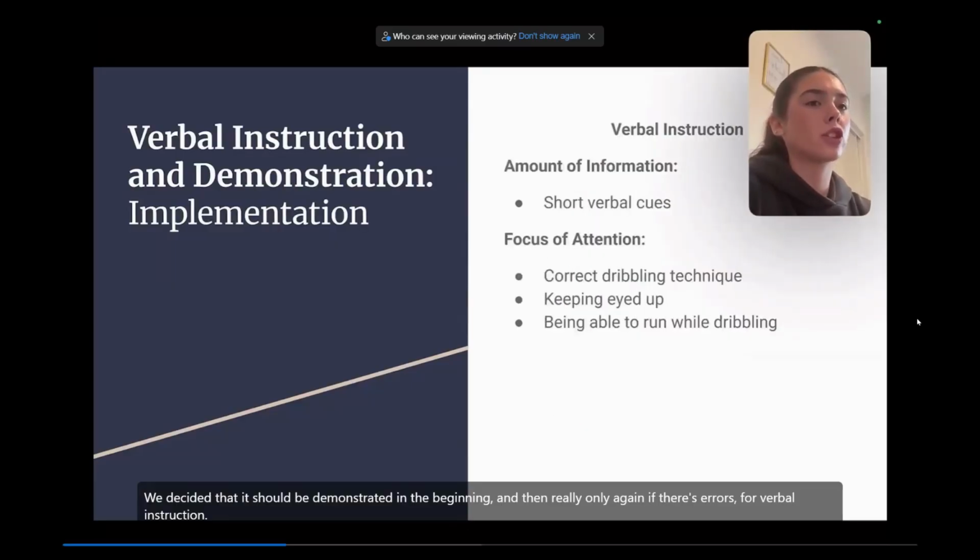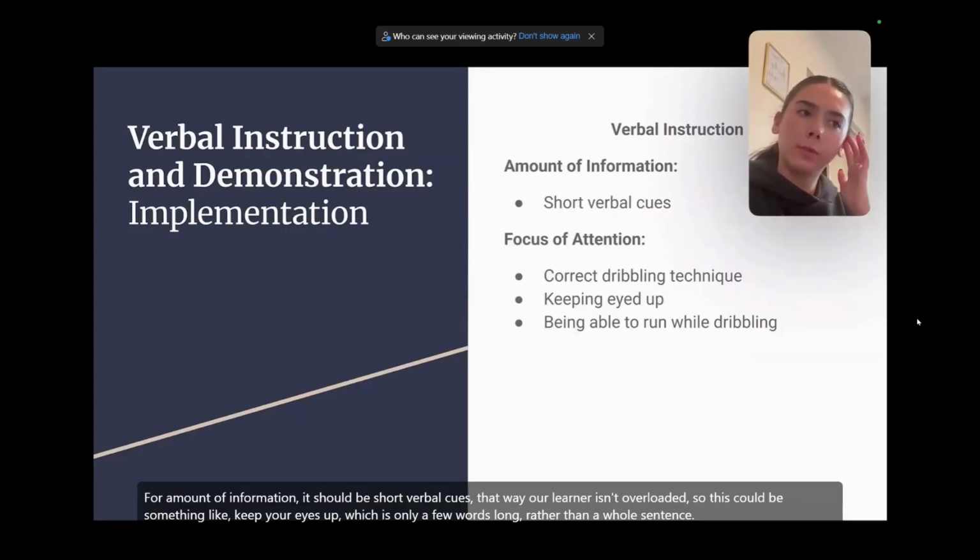For verbal instruction, for amount of information, it should be short verbal cues. That way, our learner isn't overloaded. So, this could be something like keep your eyes up, which is only a few words long rather than a whole sentence.